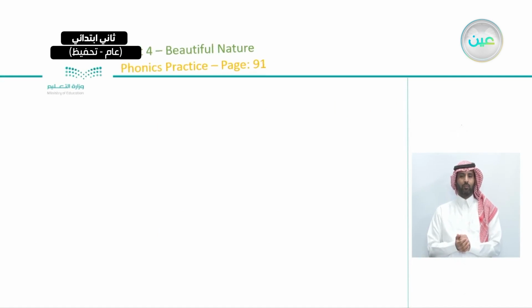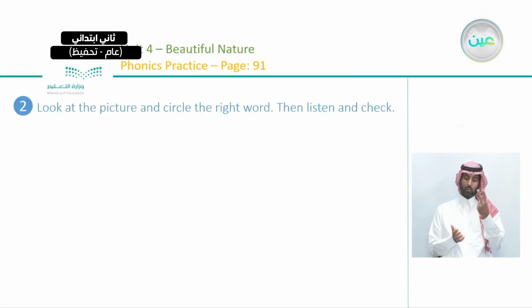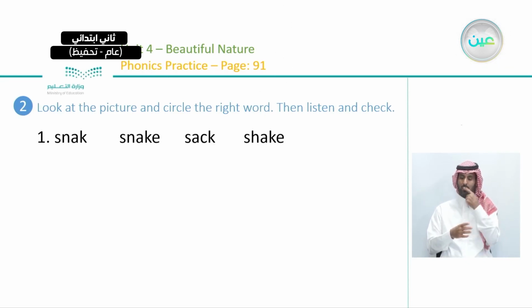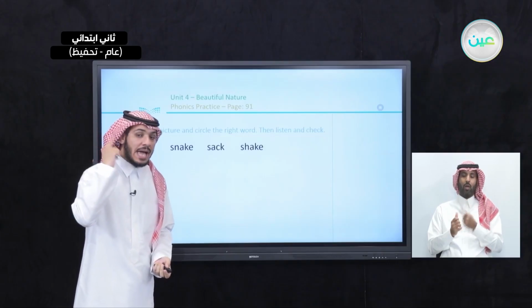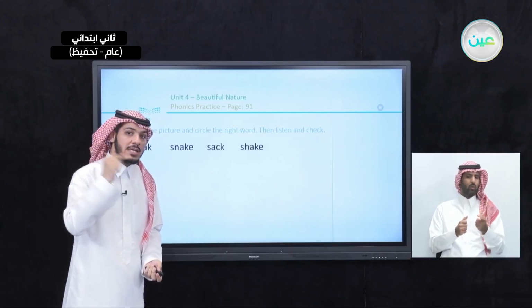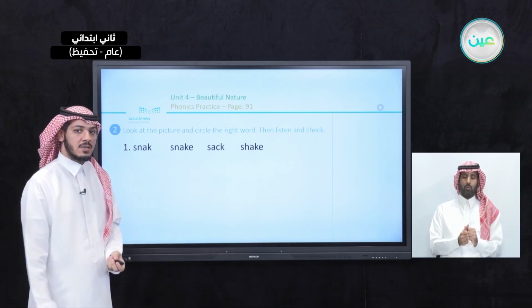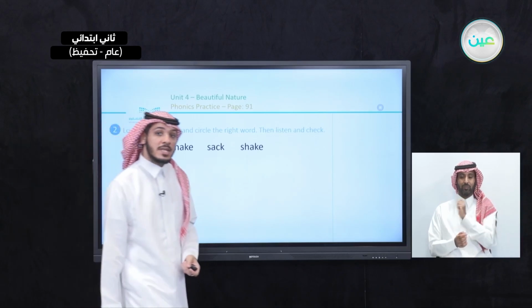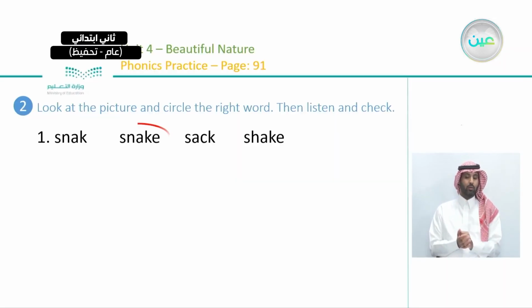The same page 91, question number 2. Look at the picture and circle the right word, then listen and check. So, number 1, we have 4 words here: snack, snake, sack, shake. Now, listen and tell me which one is the word here. Let's start. Snake. Where is snake here? Yes, this is a snake.